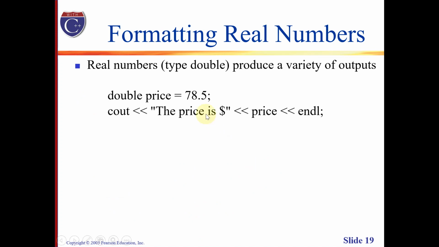We've already talked about how to output characters using certain cout statements. We can also do the same with real numbers. Specifically, these involve formatting real numbers. Real numbers, also known as the type double, produce a variety of outputs. If not properly formatted, these might look different from what we expect to show up on our monitor.